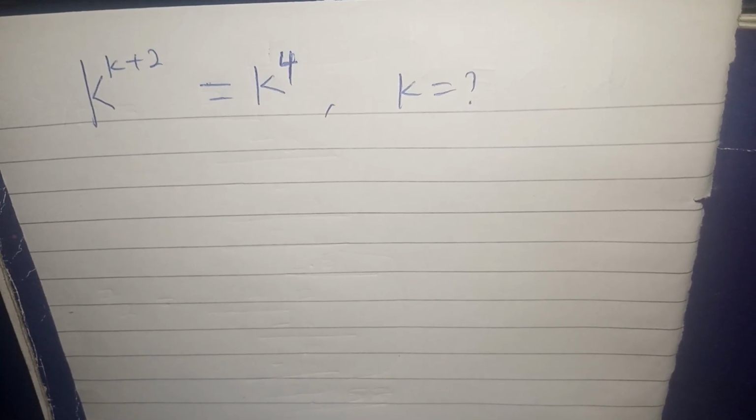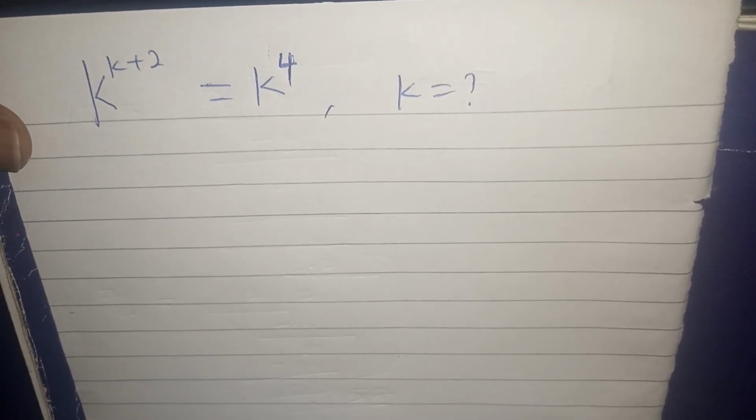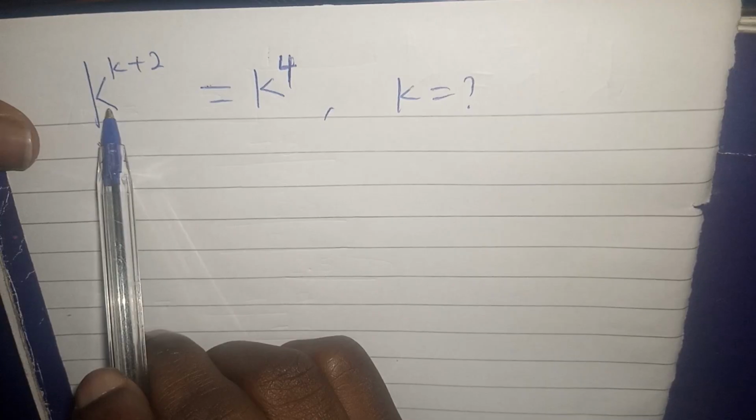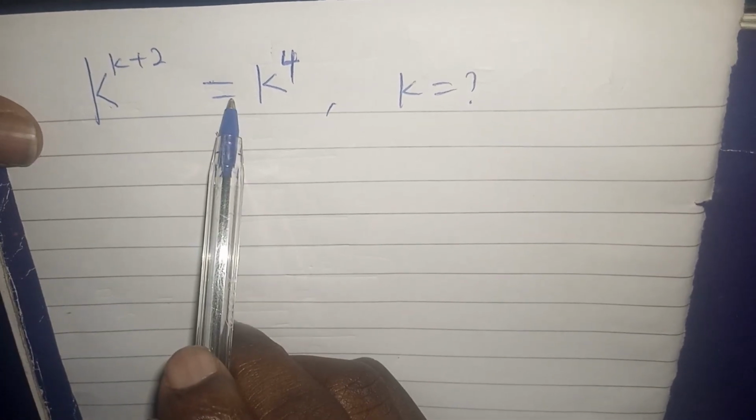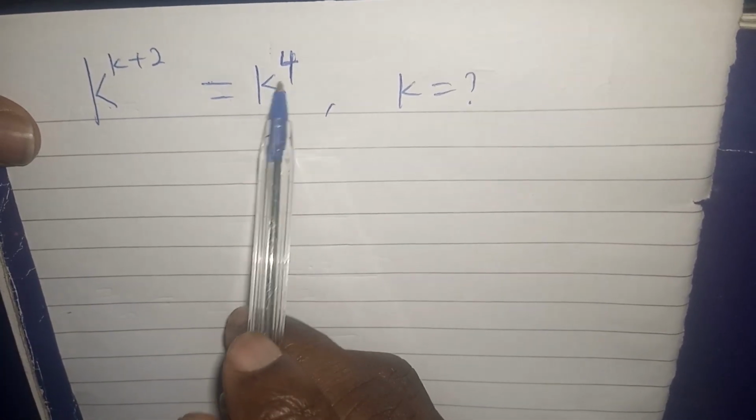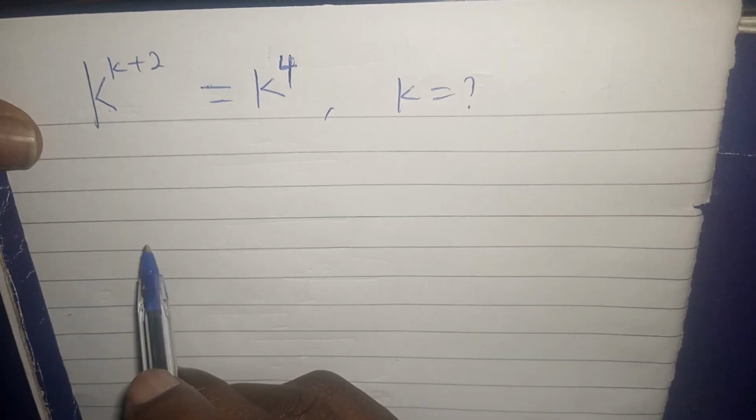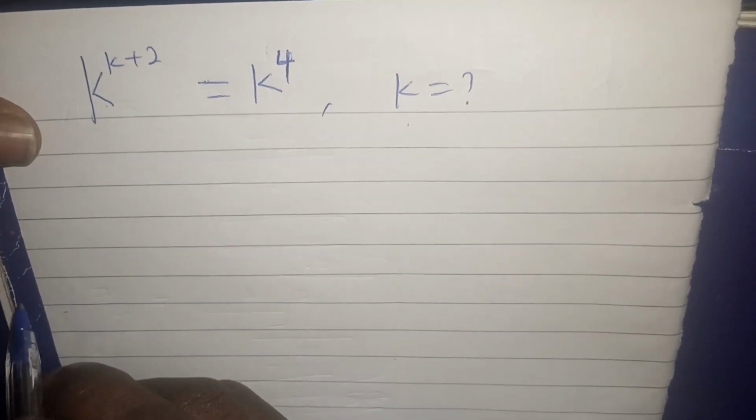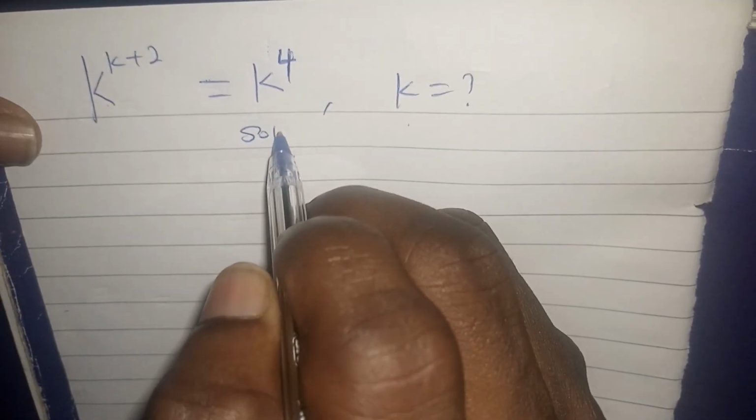Hello guys, let's solve this math problem together, which is k to the power of k plus 2 equals k to the power of 4. So what is the possible value for k? Let's see the solution.